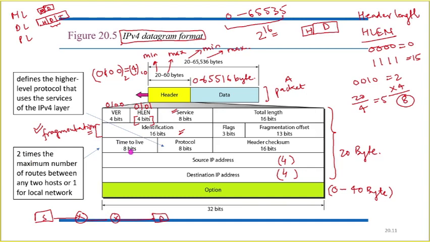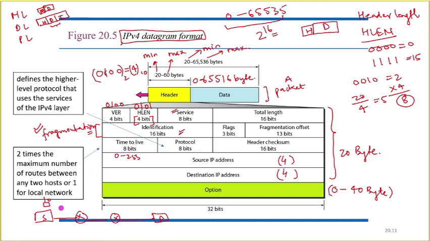So this 8-bit field can range between 0 to 255. That means a total of 256 values will be there. So from the source, suppose a packet is sent. Once it is sent, it will be given a value. Suppose it is given a value 10. So in this time to live column, it is going to have the value 10.